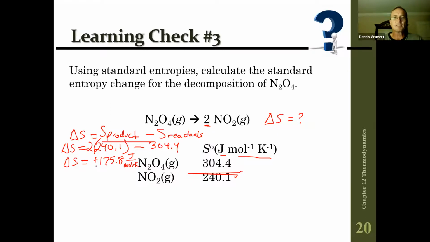Hey, wait, this is positive. Does that mean there's more randomness or less? More. Does that make sense? If we didn't do the calculations, would we have predicted that this is making things more random? Yes, we start with 1 molecule and we created 2. They're both gases, but we have more molecules, more particles, more randomness. Yeah, so it makes sense that this is a positive number. Cool.